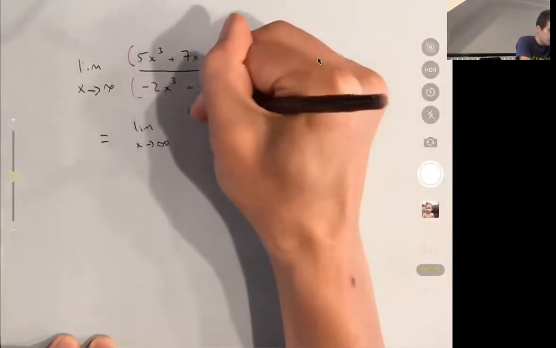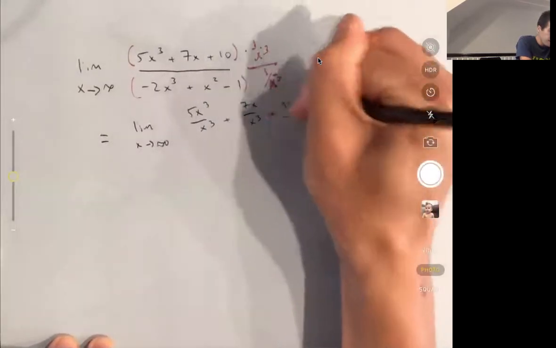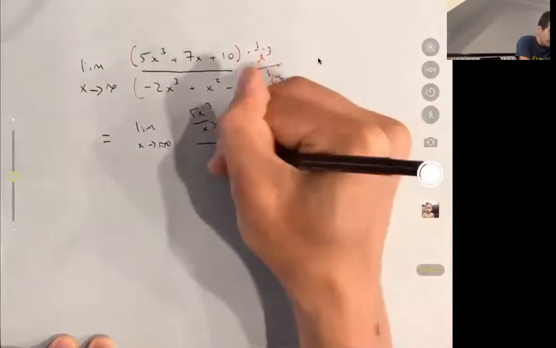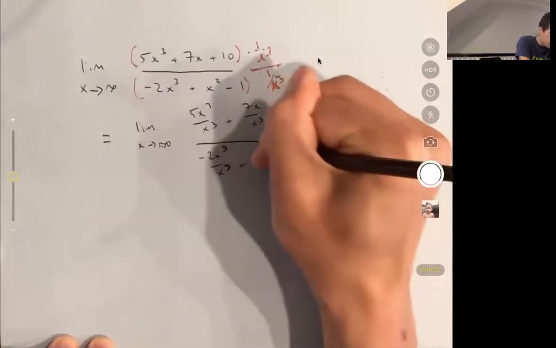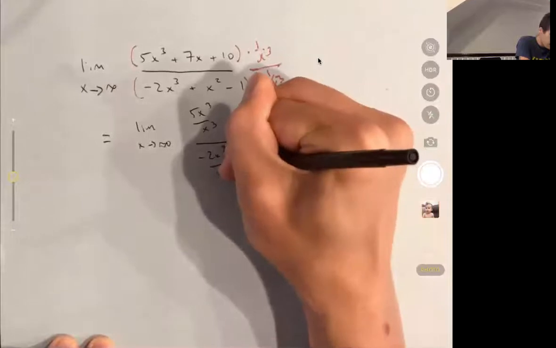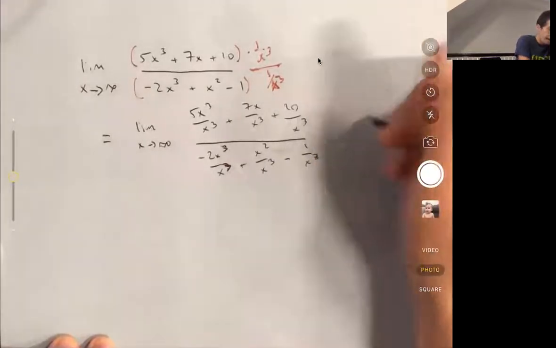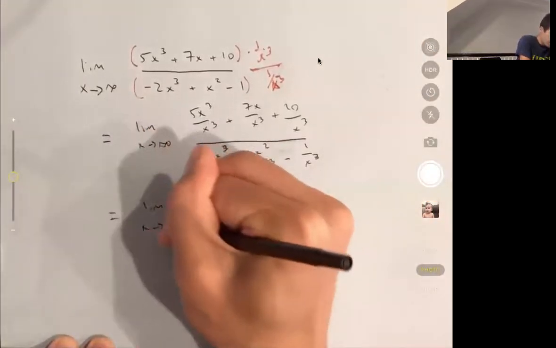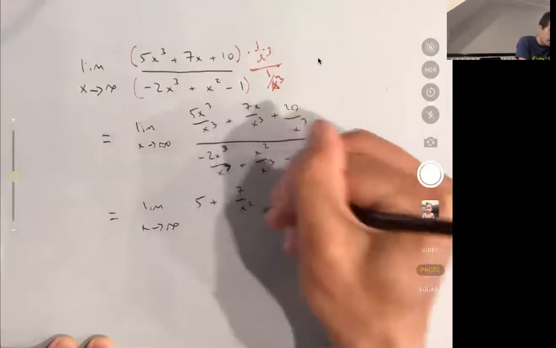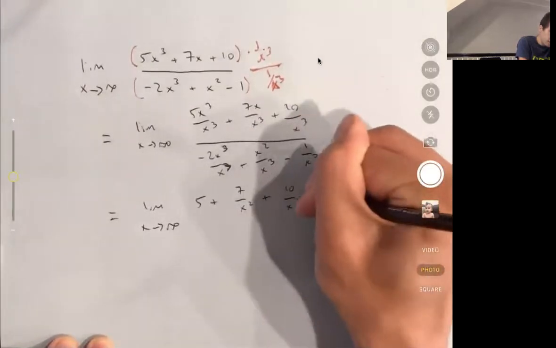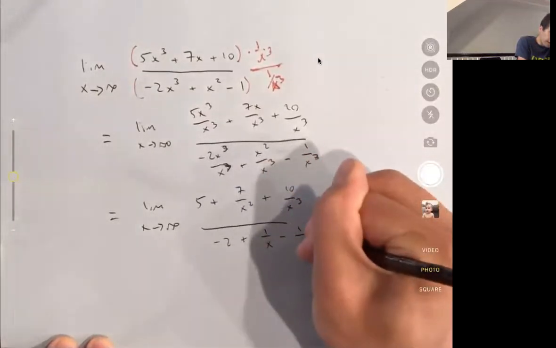So I get 5x cubed over x cubed plus 7x over x cubed plus 10 over x cubed, and the whole thing divided by negative 2x cubed over x cubed, x squared over x cubed, and minus 1 over x cubed. And so this is the limit as x goes to infinity. So now I get 5 there, plus 7 over x squared, plus 10 over x cubed, divided by negative 2, plus 1 over x minus 1 over x cubed.